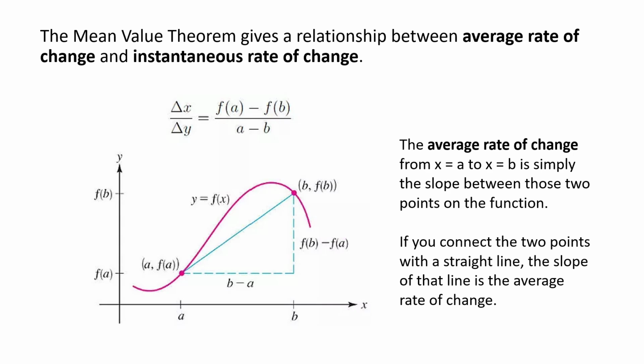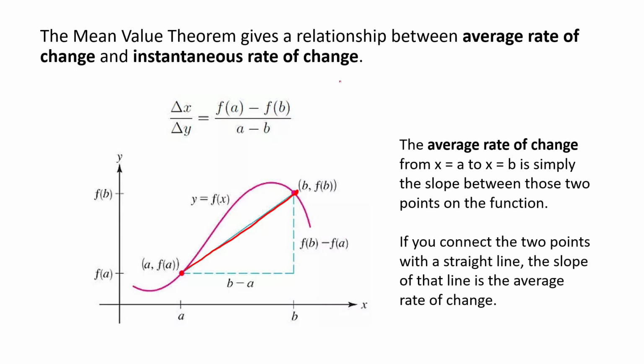Average rate of change is where we take the slope between 2 points, right? So we look at a function and we pick two values and we think about connecting those values with a straight line. And what would the slope of that line be? That would be the average rate of change.